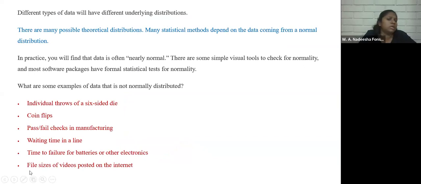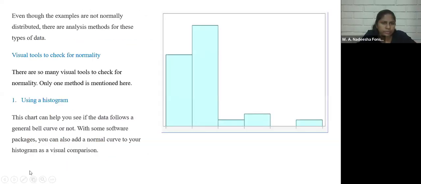Individual throws of a six-sided die, coin flips, pass or fail checks in manufacturing, waiting time in a line, time to failure of batteries or other electronic appliances, then file sizes of videos posted on the internet. So those are examples which are not normally distributed.